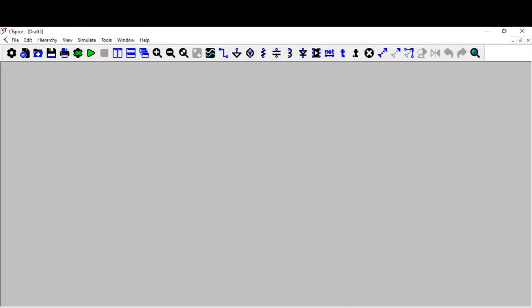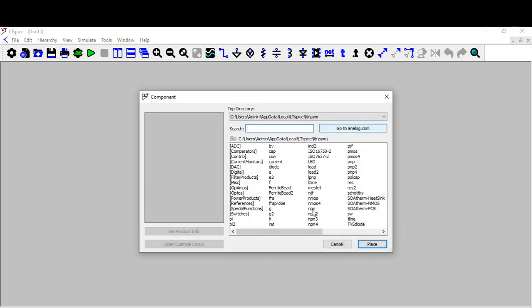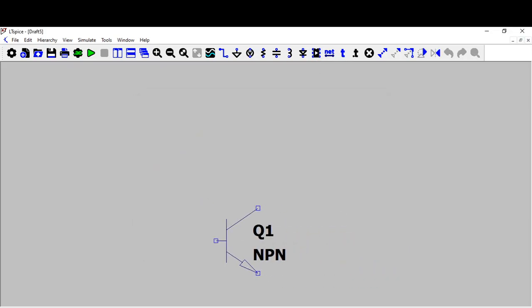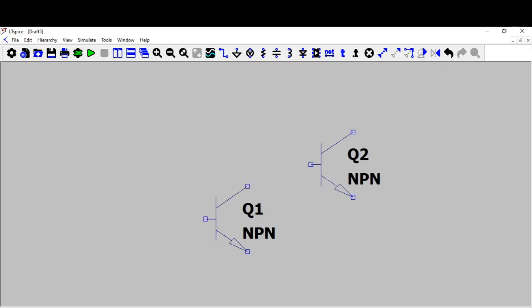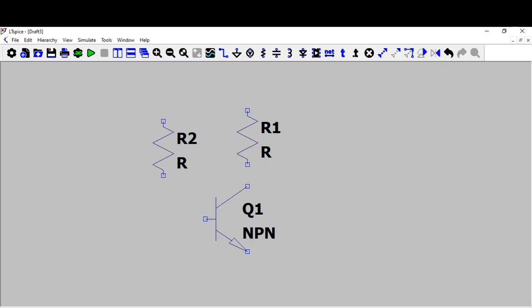Let me have the same circuit here. So here you have an NPN transistor. Can you see this is an NPN transistor? I can place it here. Then I want to have a resistor. This is a resistor, I'll put this. I need one more resistor. Fine.